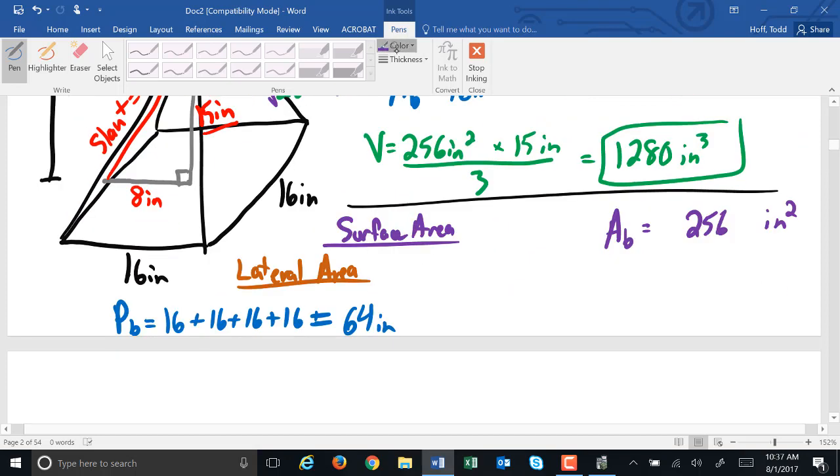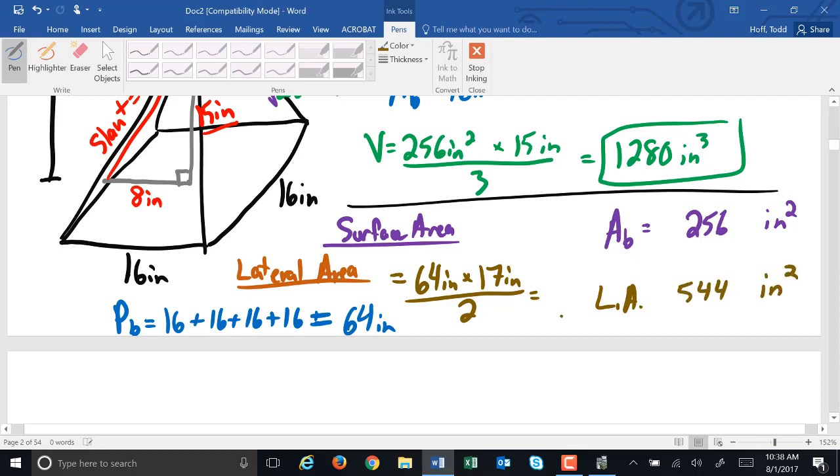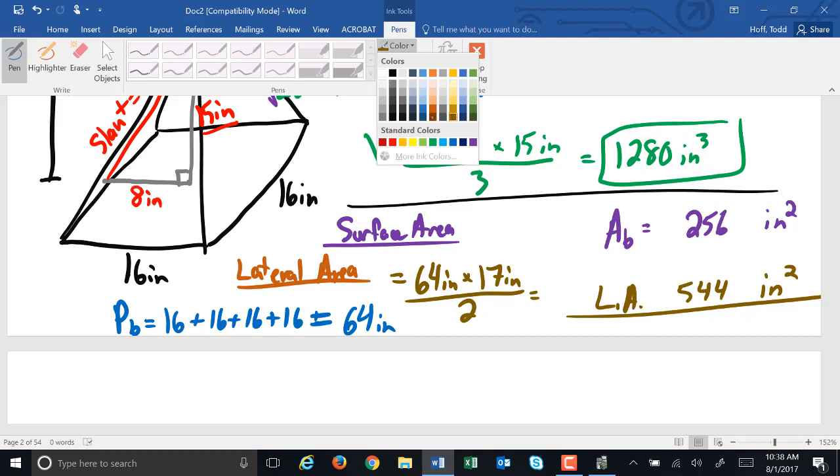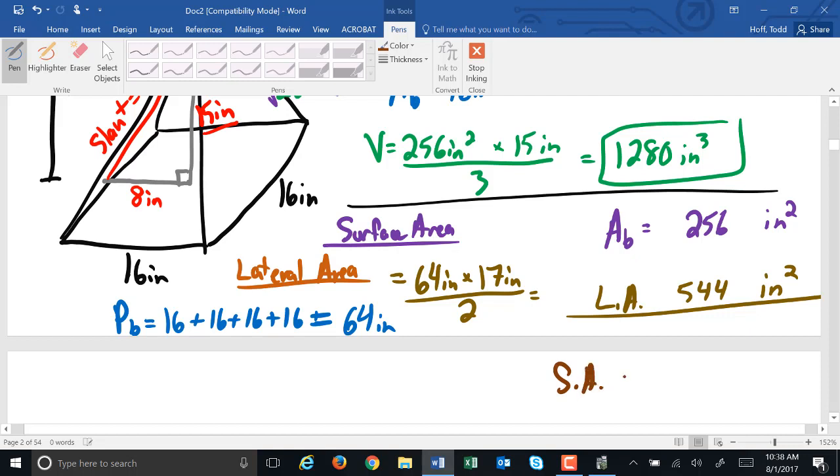So our lateral surface area becomes the perimeter of the base, 64 inches, times that slant, 17 inches, divided by 2 because it is still triangular. Which is 544 square inches. We add that up to get that our surface area is 800 square inches.